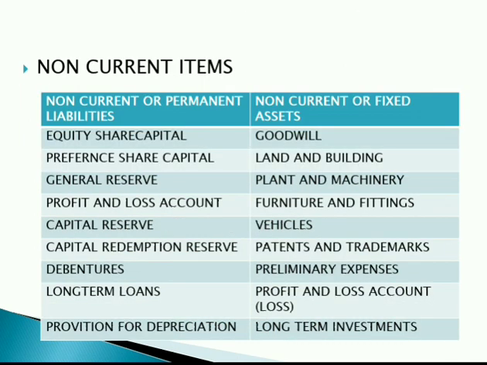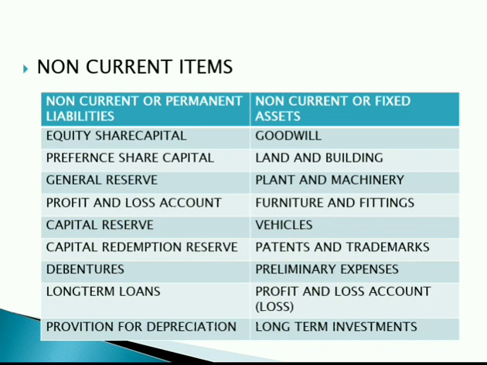And the second category is non-current items. It includes non-current or permanent liabilities and non-current or fixed assets. The permanent liabilities include equity share capital, preference share capital, general reserve, profit and loss account, capital reserve, capital redemption reserve, debentures, long-term loans, and provision for depreciation. All these are included in permanent liabilities.